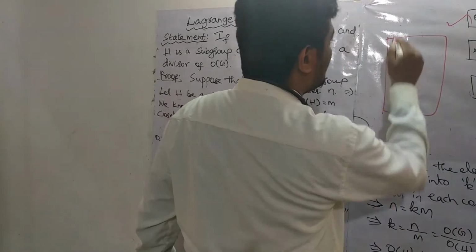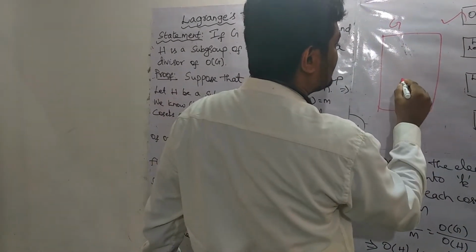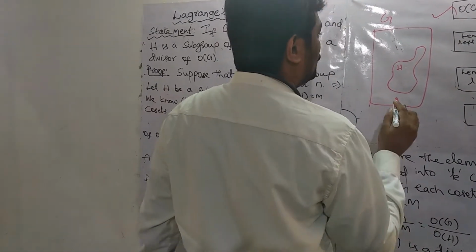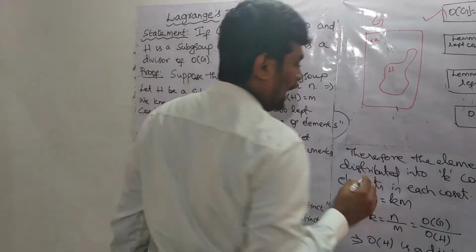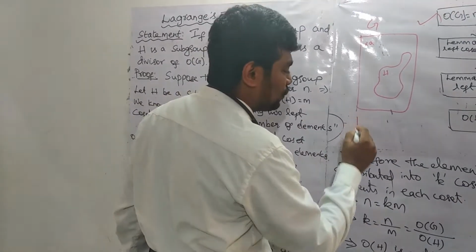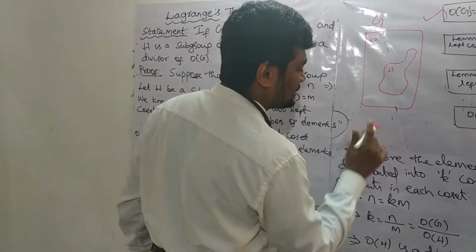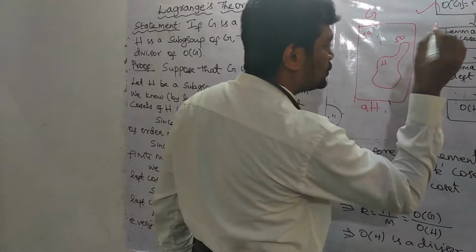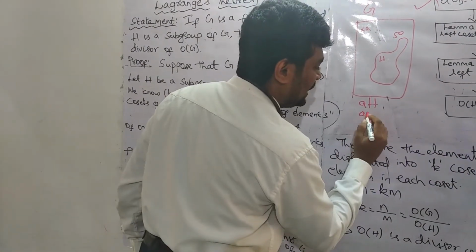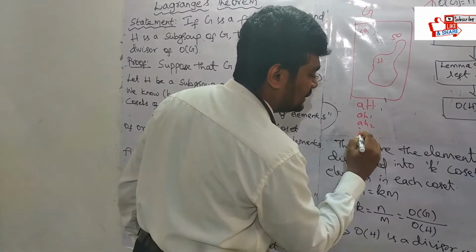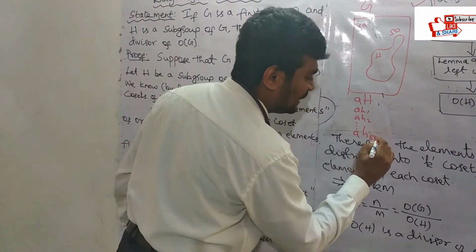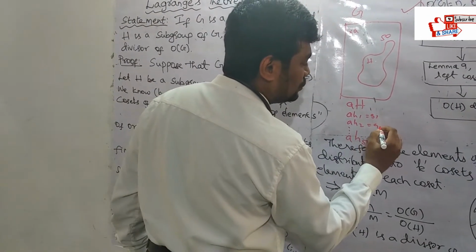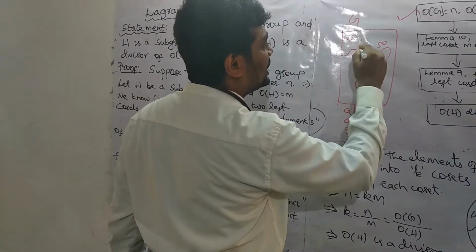Suppose it is a group G and it has a subgroup H. You find some a here and make one left coset. What is the left coset? aH, right? Suppose this H has some 50 elements. Let us assume that. Then this aH will be ah1, ah2, like this up to ah50, all these 50 elements.